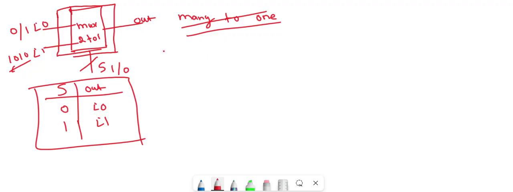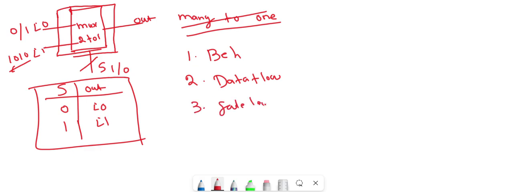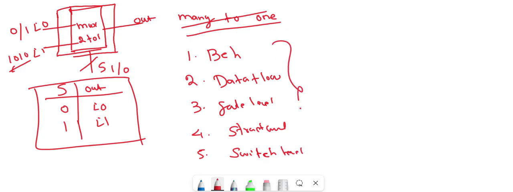What are the different modeling styles? First one is the behavioral modeling style, then data flow modeling, gate level modeling, structural modeling, and switch level modeling. You can write the code in any one of these modeling styles. Here you can write the out from the truth table in different ways.